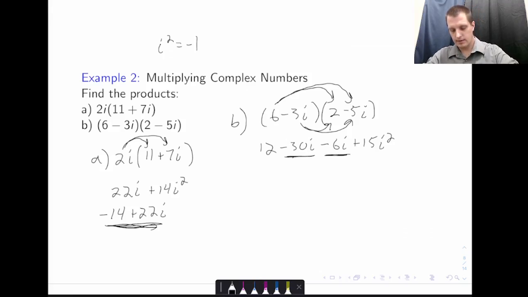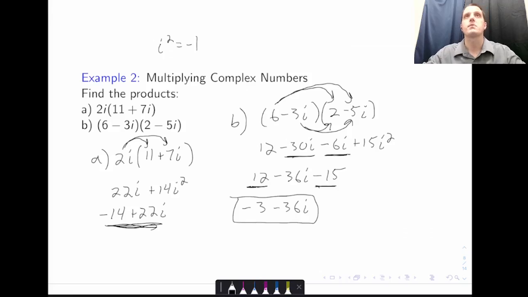So these are like terms. So we're going to get a 12 minus 36i. Now, once again, we have that i squared, so we're going to get a minus 15. Then we're going to see that we once again have like terms. We have the 12 and the negative 15, so we're going to get negative 3 minus 36i. All right, it's just algebra with one additional thing. Our i squared is negative 1. So it's just like working with x's, except for that one additional trick that i squared is equal to negative 1.